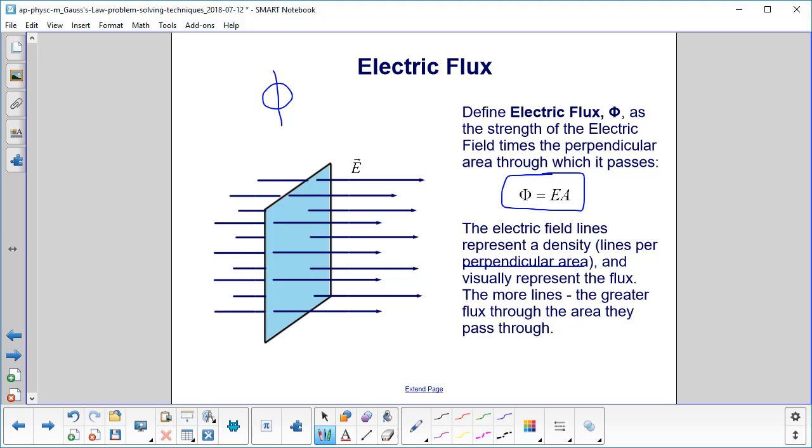Visually, they represent the flux. The more lines, the greater the flux through the area that they pass through. So for example, if you have an area and you have 3 lines passing through it, and in the same area you have 2 lines, this one here represents a greater flux. So that's how you can see it. On the next slide, we'll tell you how to calculate it.